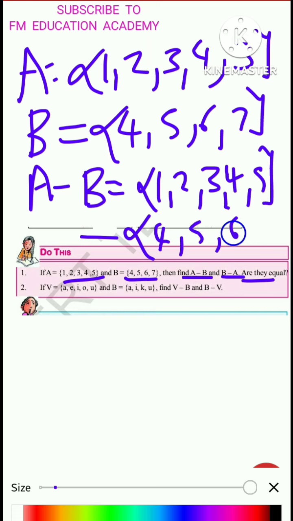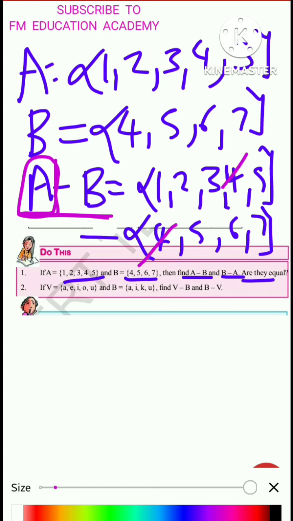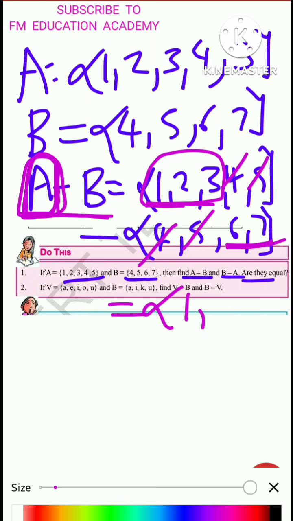{4, 5, 6, 7}. Now remember, A minus B means elements belonging only to A. So what are the elements which belong only to A and which are not there in B? We know that 4 is there in both A and B, and also 5 is there in both A and B. But 6, 7 are there in set B and 1, 2, 3 are there in set A. So we know A minus B means elements belonging only to A and not to B. So only 1, 2, 3 belong to A. So what is my answer for A minus B? {1, 2, 3}.